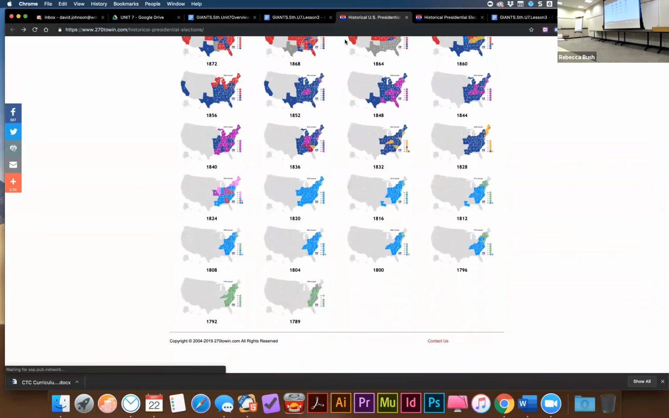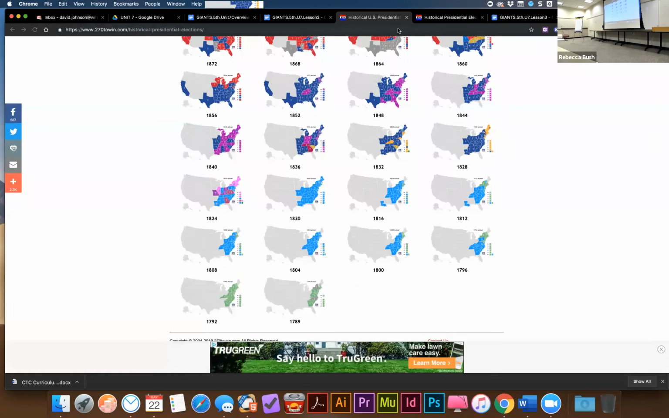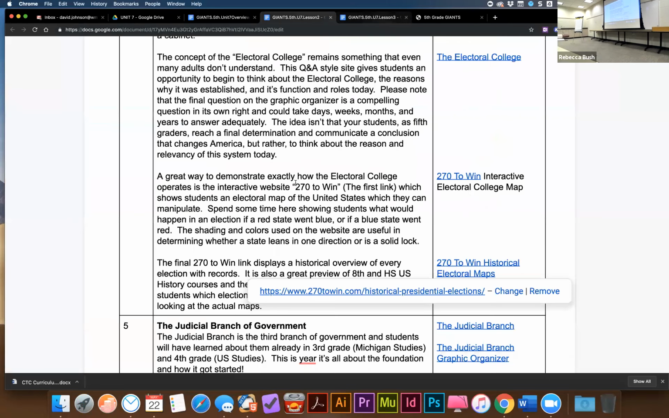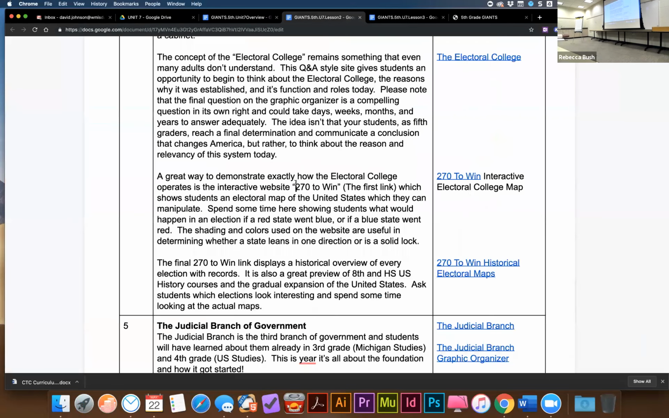So 270 to Win is a rabbit hole, but it's a fun rabbit hole and it's a relevant rabbit hole. So if you've got some time with your kids, show them the site. And when we get to our next election year, pull it up earlier in the year.